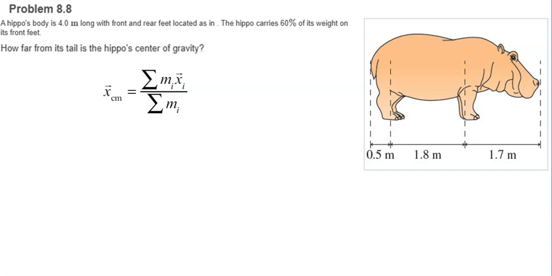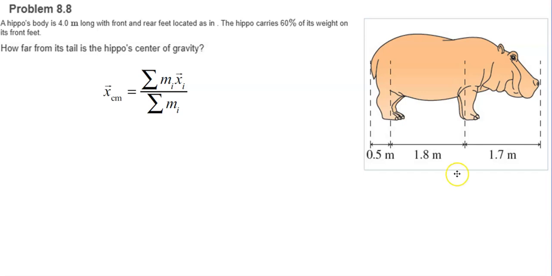In this video, I'm going to take on Mastering problem 8.8 about the hippo. I remember this problem being a pain in the past, but I think it was because if you don't take the right strategy to it, you have more difficulties with it. It seems like I remember the center of mass equation actually being the easier way to solve this particular problem.